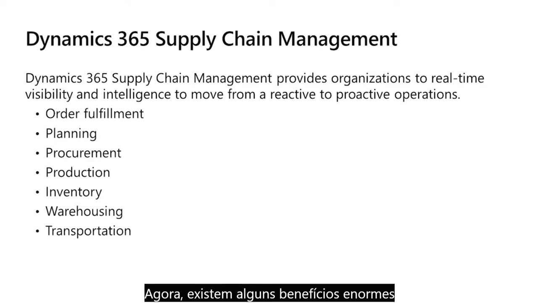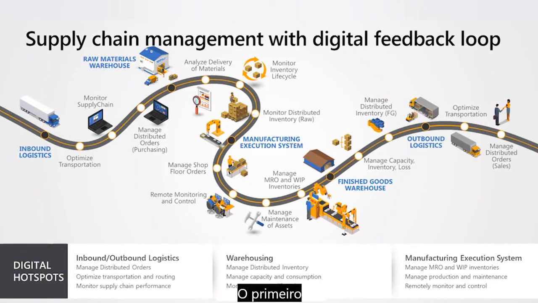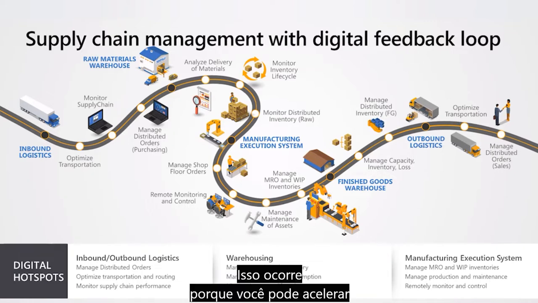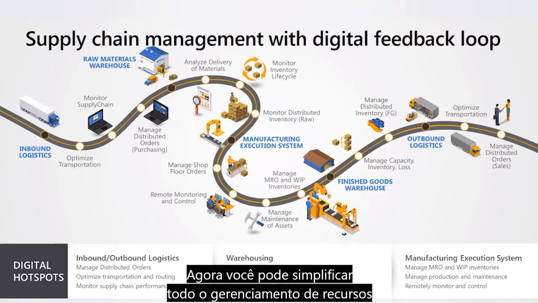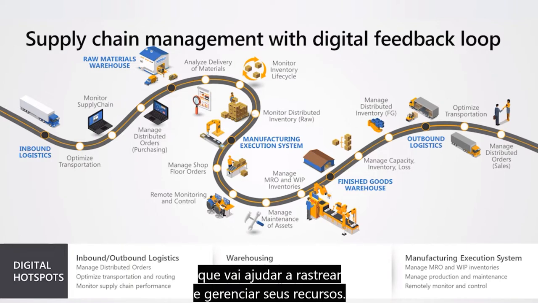Now, there are some huge benefits when it comes to using Dynamics 365 supply chain management. And the first one is that you are going to see increased operational efficiencies. And this is because you're able to speed up the accuracy of your operations because you have streamlined processes. And the way it does this is that you're coordinating your people, your assets, and your resources effectively. And this in turn is going to reduce costs and improve service levels. Now, you can simplify all of your resource management across any workload using an intelligent solution that's going to help track and manage your resources.